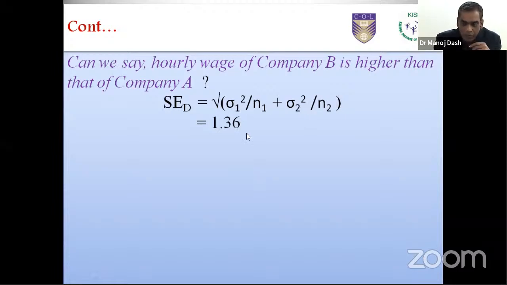If you have already done it, try to relate it with your answer. Or if you have not done it, please note it so that after this session, when you do it, you will be able to assess whether it is right or not. Okay, standard error of difference.